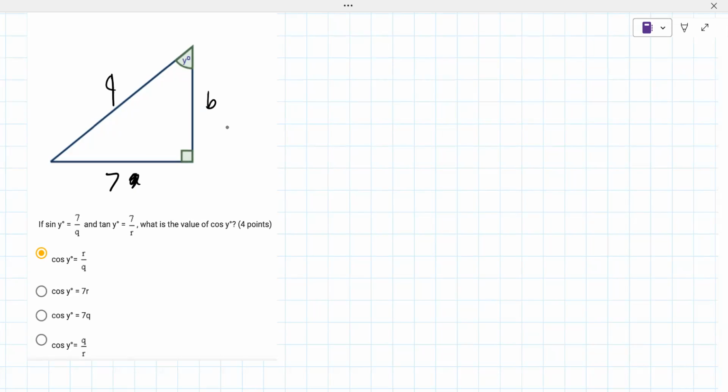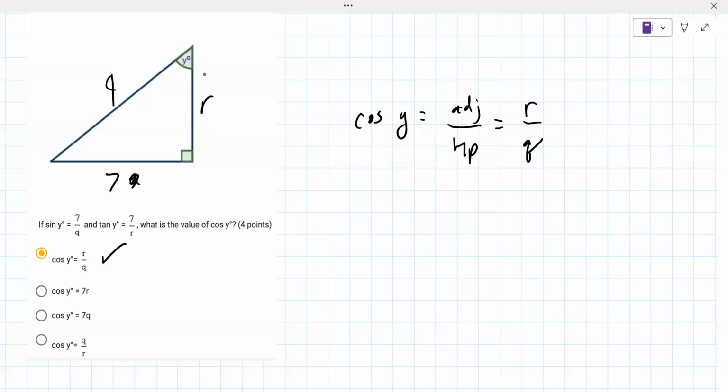And then tangent of Y means that the other one here must be R. Yep. So then cosine Y, which is adjacent over hypotenuse, would be R over Q, which you have.